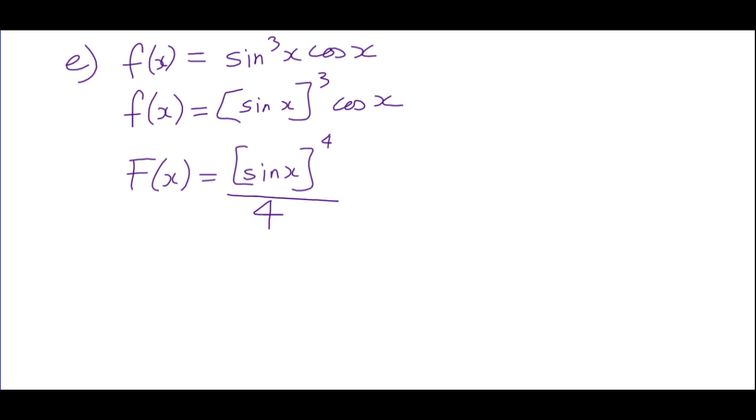Okay, now how do we get the cos x? Byproduct of the chain rule, right? It's 4 times sine x cubed over 4, which is sine x cubed, times the derivative of sine x, which is cos x. So we're done, except we need to add a c.